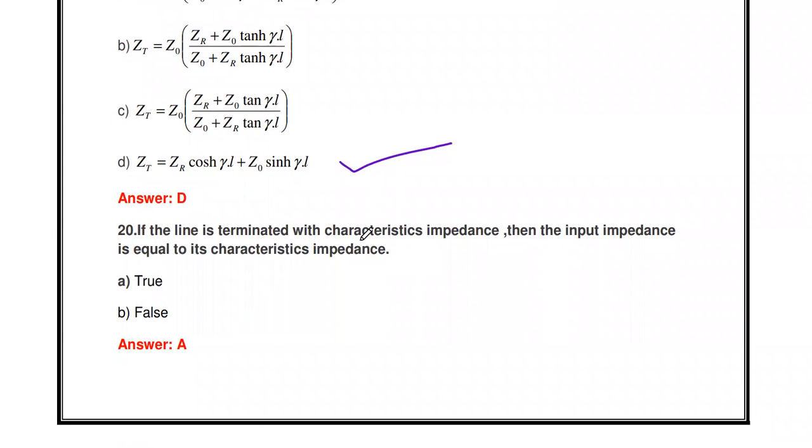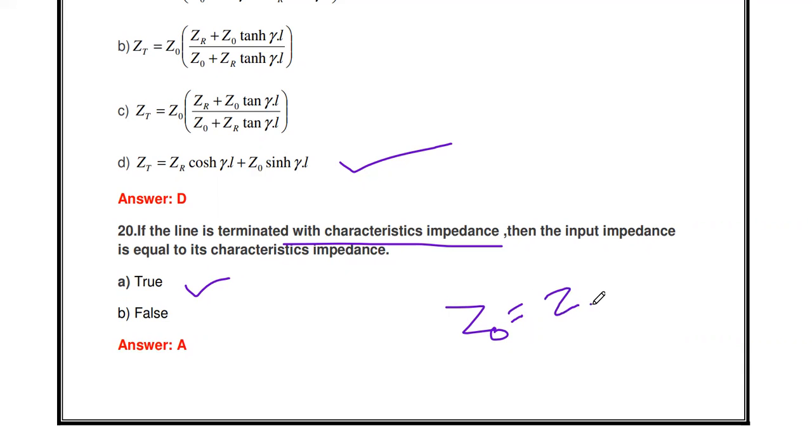The next one: if the line is terminated with the characteristic impedance, then the input impedance is equal to the characteristic impedance. Is that true or false? Yes, true. If the line is terminated with the characteristic impedance, the input impedance is always equal to the characteristic impedance, that is equal to Z0. So these are some of the questions on the reflection coefficient, transmission coefficient, input impedance and transfer impedance of the transmission line.